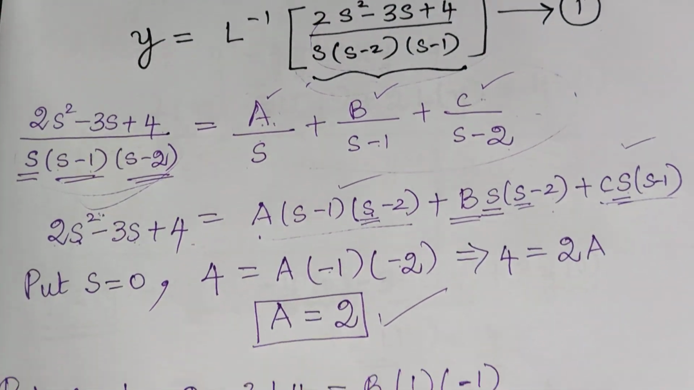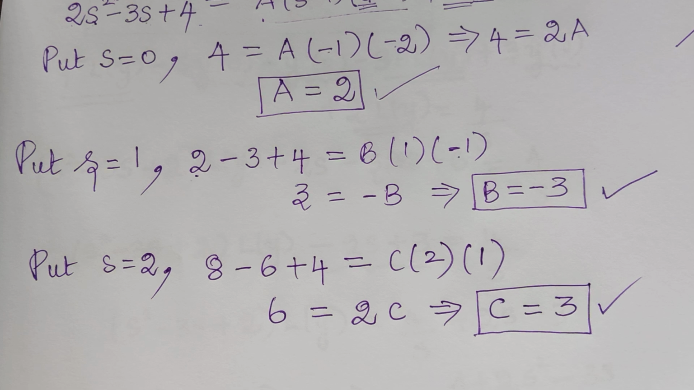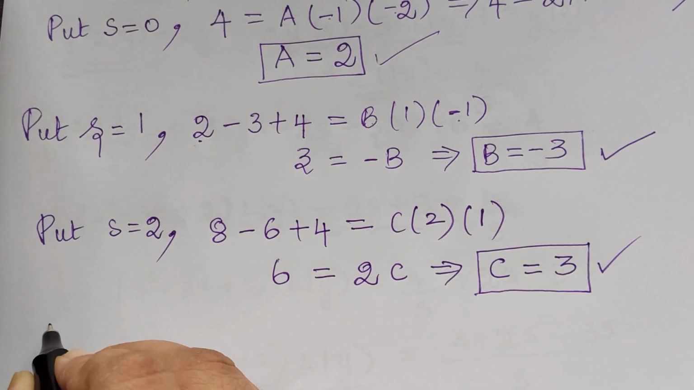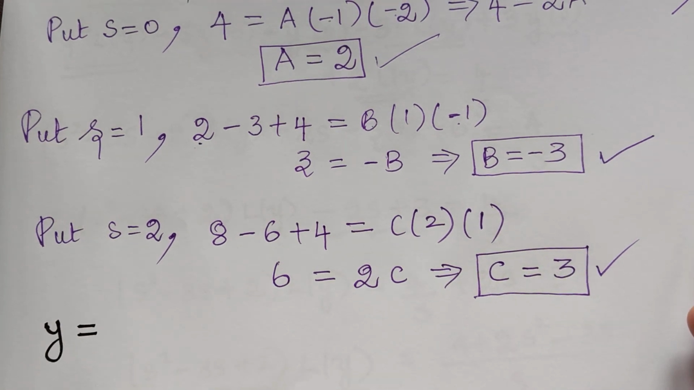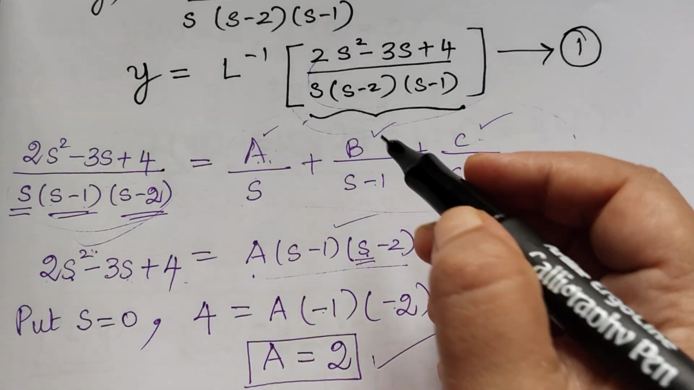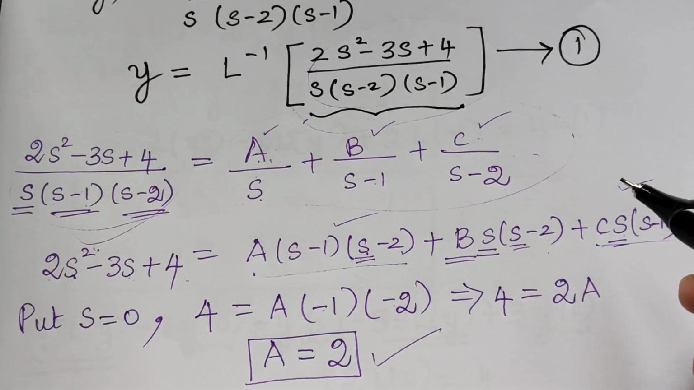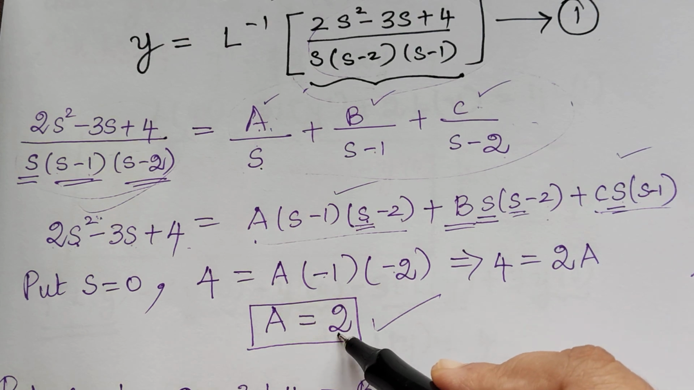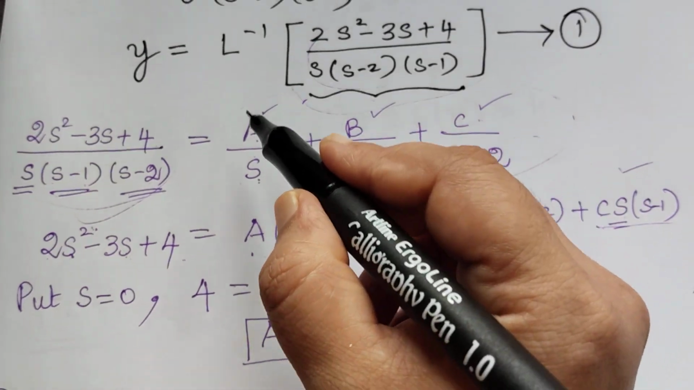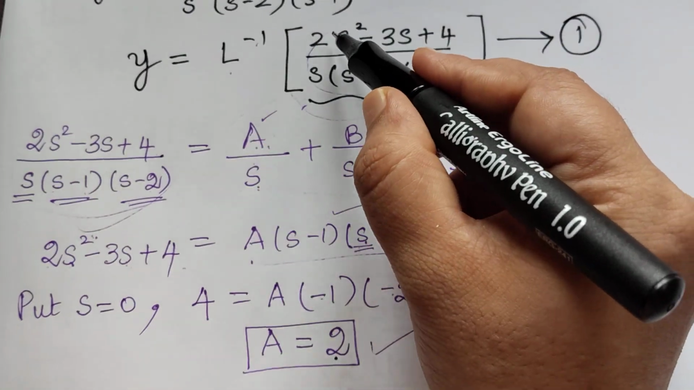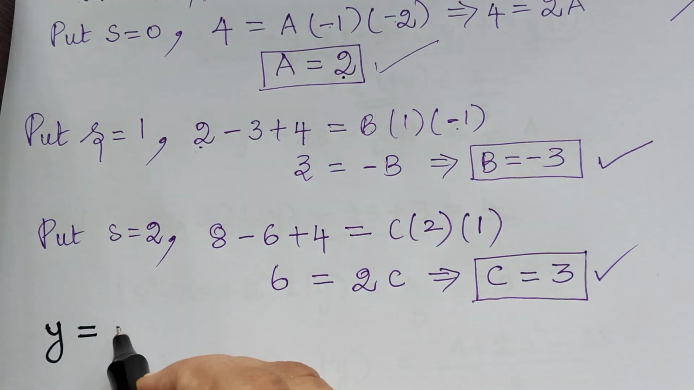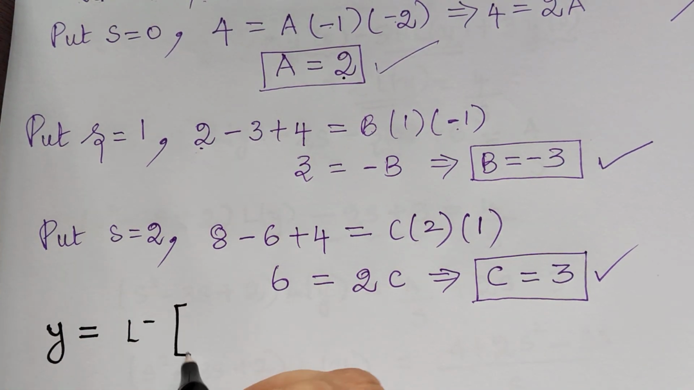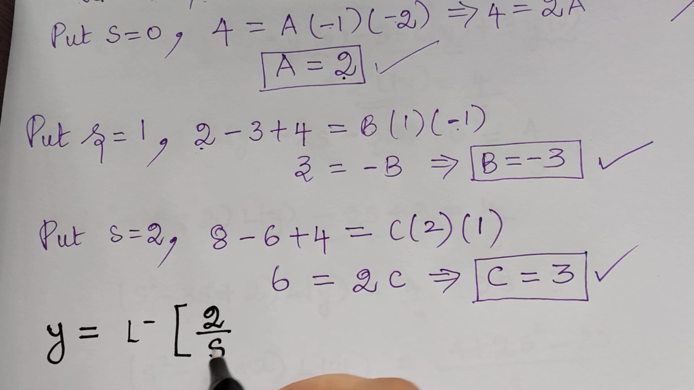So the value of y will be equal to, now here the first term is what? A by s. A is 2. So it is 2 by s. So Laplace inverse of 2 by s. So we shall write that. So Laplace inverse of the first term is 2 by s.